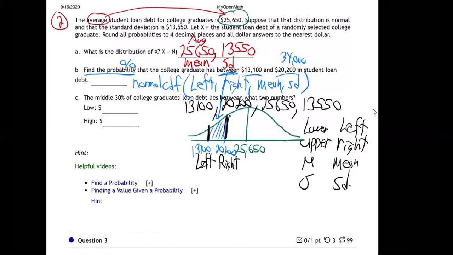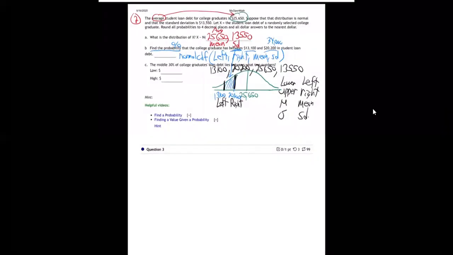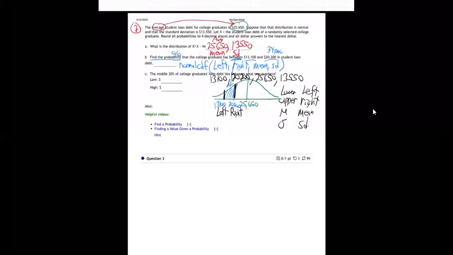Now I want to move on to part C, because that part's going to be more tricky. Part C asks for the middle 30%. That's more tricky. So maybe I'll come down here and add a fresh page so we have some room. Okay, so middle 30%. Question 2, part C.